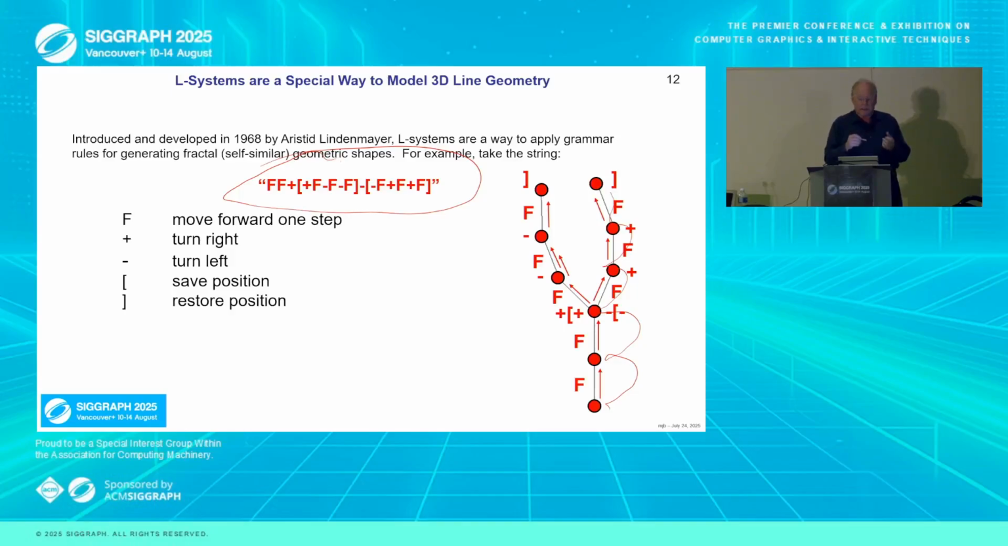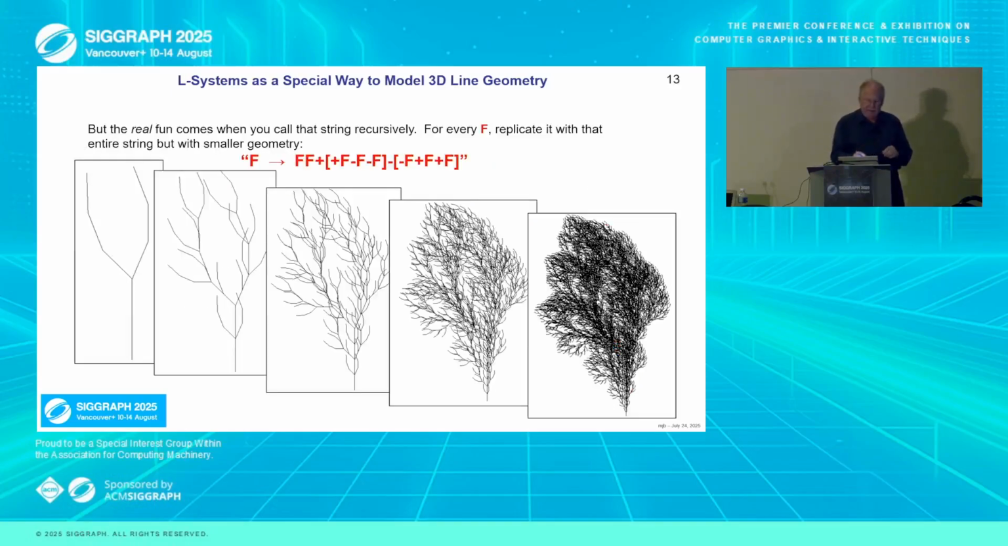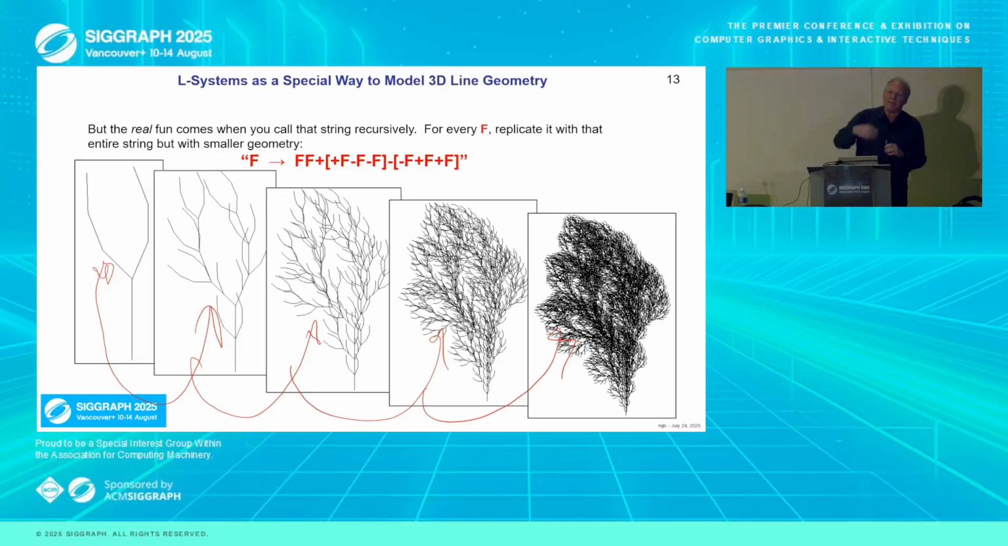But then the trick is, I take every F in this equation, and I replace that F with the whole equation again. Okay, and when I do that, I get this. So I go from this to that, to that, to that, to that. And so really by repeatedly applying the same things, I can get to a fairly good looking bush. Now this is a very famous example, a well-known example in an L system.